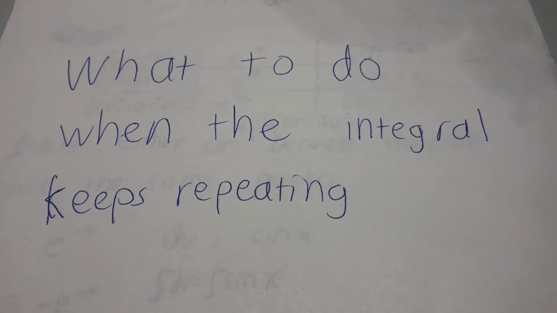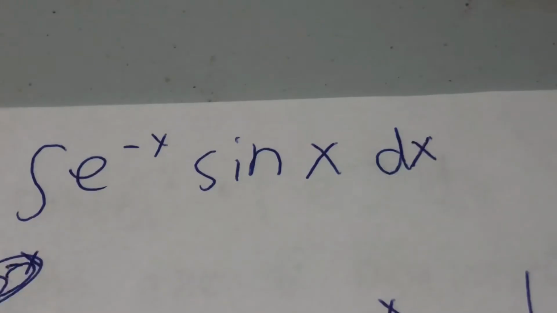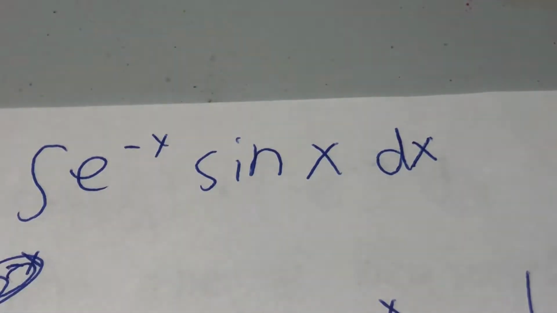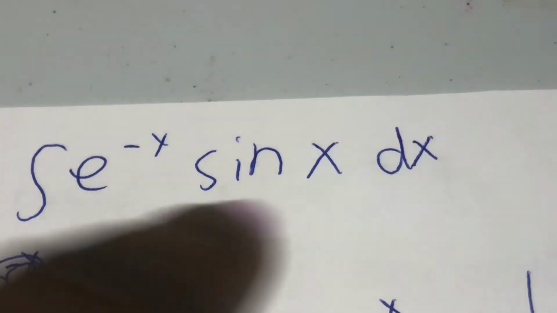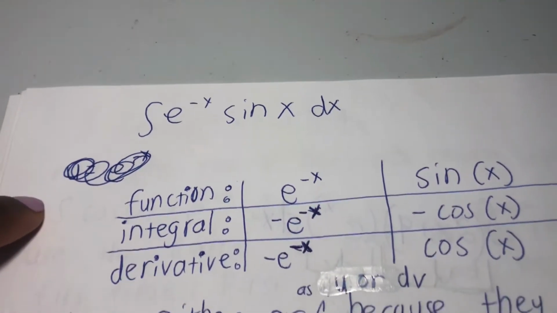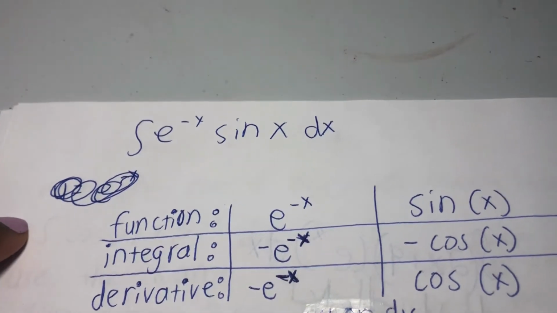And this part is going to be a little confusing to describe, so I'll be sure to explain very slowly and very clearly. So let's take this integral right here, the integral of e to the power of negative x times sine x dx. We're going to solve that. So let's do our step one. Let's find what to use as u and find what to use as dv.